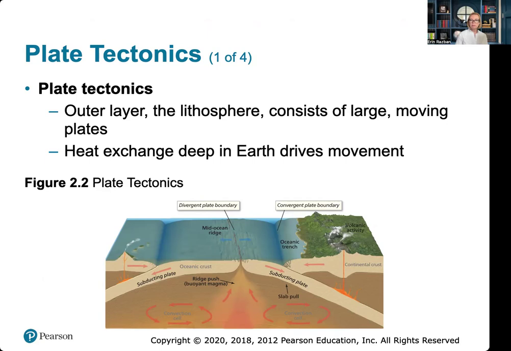And these plates move slowly across the surface. They move at about the rate of your fingernail growth. Now, what drives this movement? It's heat exchange in Earth's interior, specifically through convection cells.